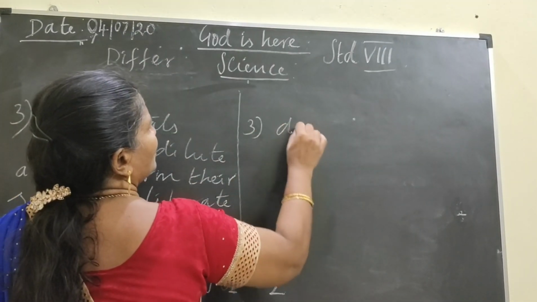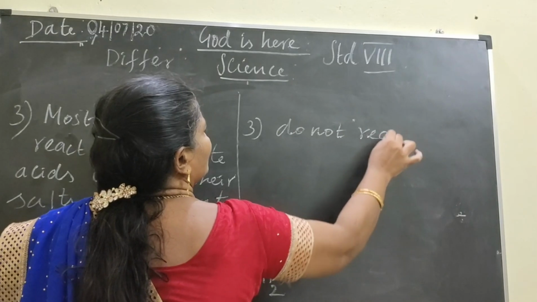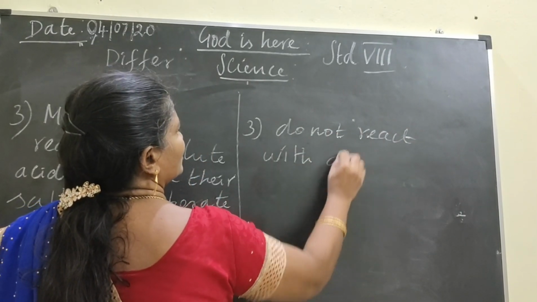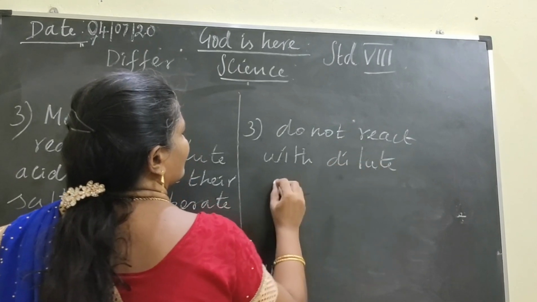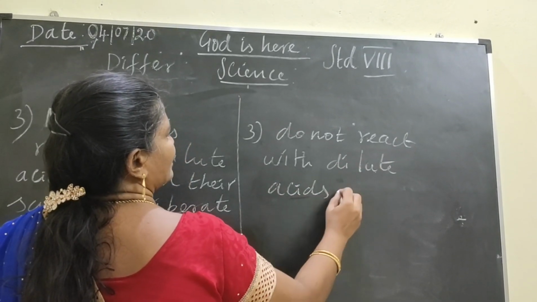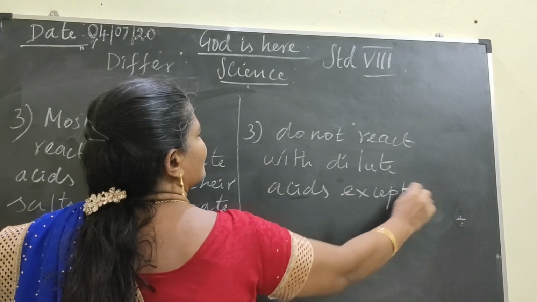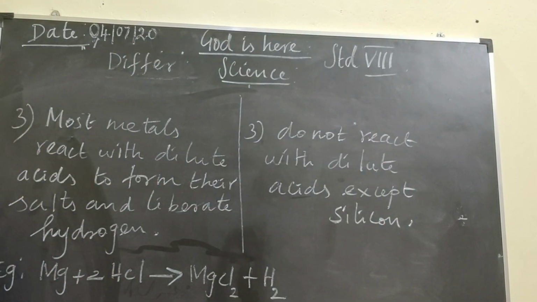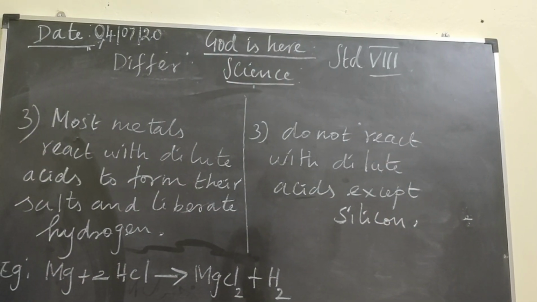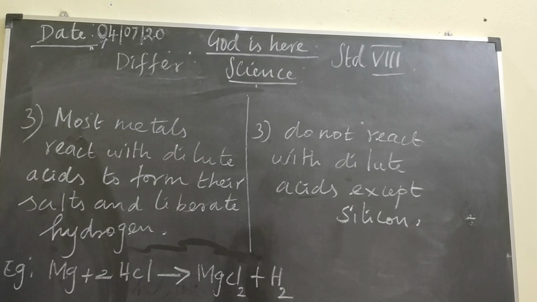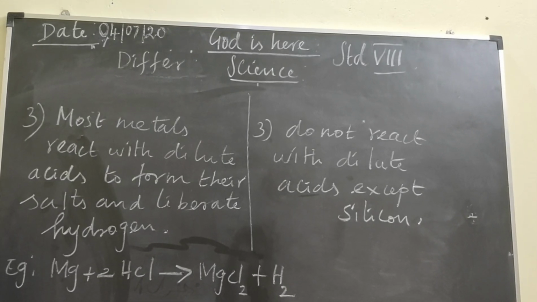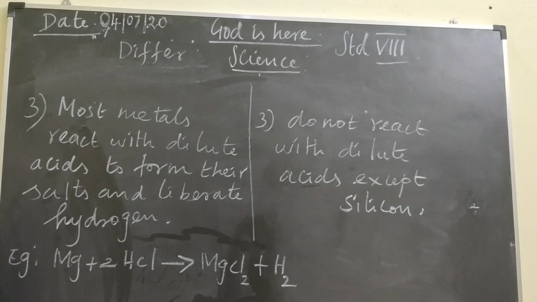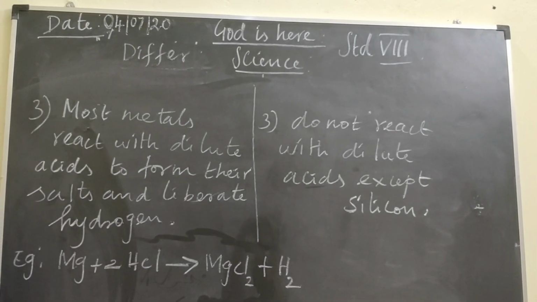Non-metals do not react with dilute acids, except silicon. Yes. Listen children, at home you study the differences between the metals and non-metals, the physical properties of metals and non-metals and the chemical properties of metals and non-metals, and write it in your notebook.